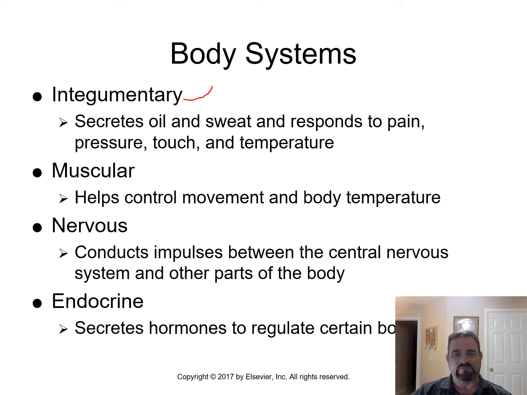The nervous system, which is multiple components itself, peripheral nervous system, central nervous system. It conducts impulses between the central nervous system and other body parts. And then your endocrine system, obviously it secretes hormones to regulate body functions. The endocrine system is a huge part of your body; probably just about 90% of every cell and every organ and tissue has some kind of relationship with the endocrine system.